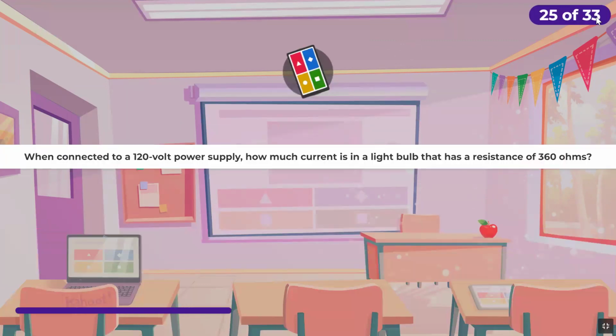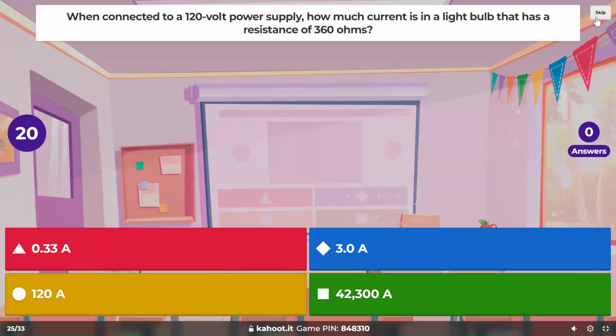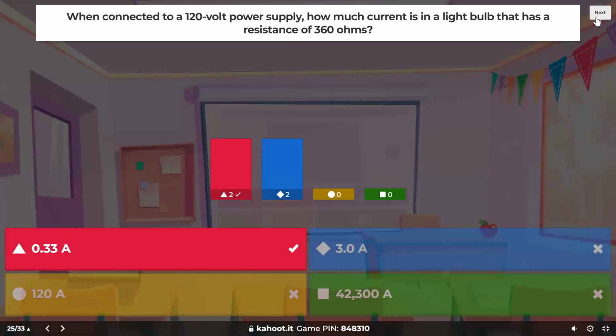When connected to a 120 volt power supply, how much current is in a bulb with a resistance of 360 ohms? Sounds like I equals V over R. Current is voltage divided by resistance. Is that voltage divided by that resistance? 120 volts divided by 360 ohms. It's a third of an amp. Right? I, current in amps, is voltage divided by resistance. Yeah, that's a third of an amp. Okay, you guys good?